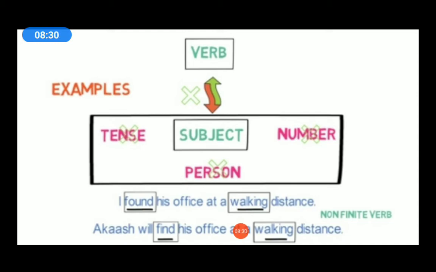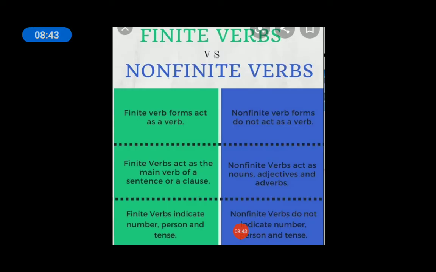So here it showed how a non-finite verb is not dependent on the number or person and tense of the sentence. Let me tell you some more features of finite and non-finite verbs. You know, finite verbs act as a verb in a sentence. They are actually playing the role of the main verb in a sentence. You cannot find a sentence without a finite verb.